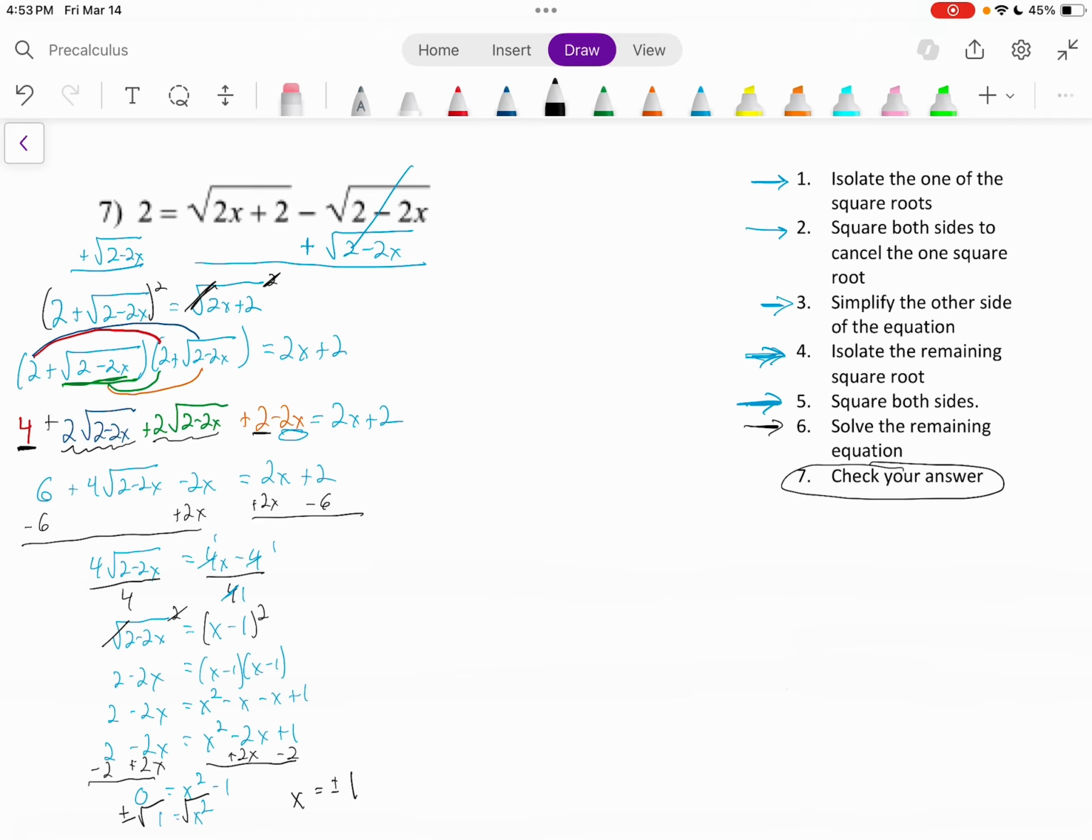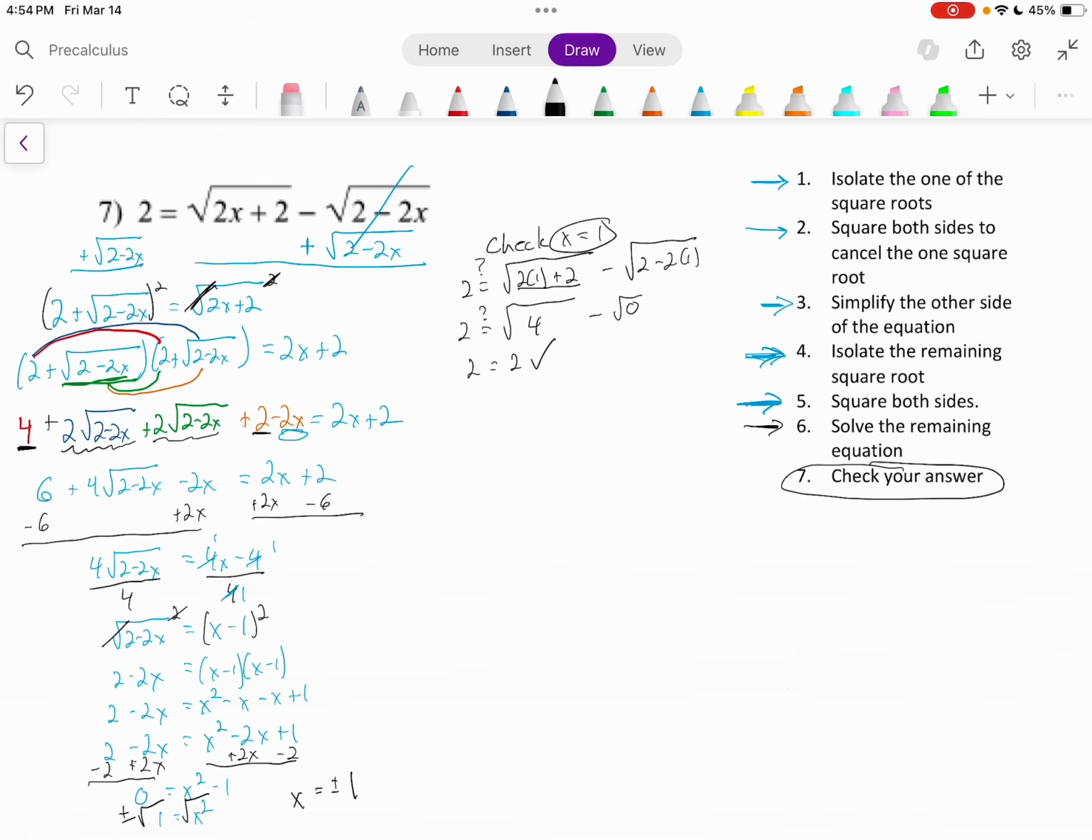So let's put 1 in. So let's try 1. So check x equals 1. We'll put that into our original equation. So 2 equals the square root of 2 times 1 plus 2 minus the square root of 2 minus 2 times 1. Is this actually equal? We have the square root of 4, because 2 plus 2 is 4, minus the square root of 0. So 2 does, in fact, equal 2. So x equals 1 is correct.